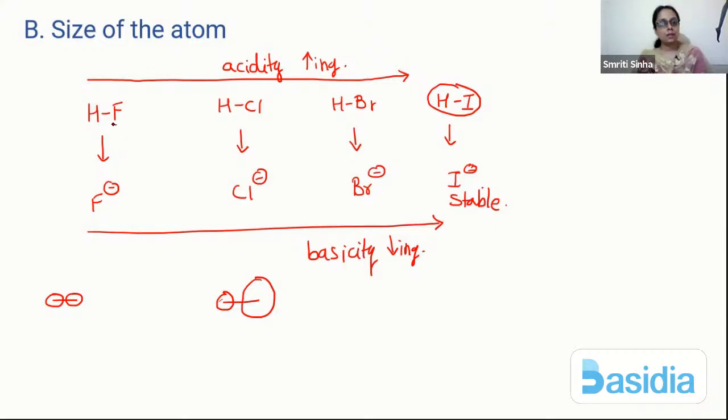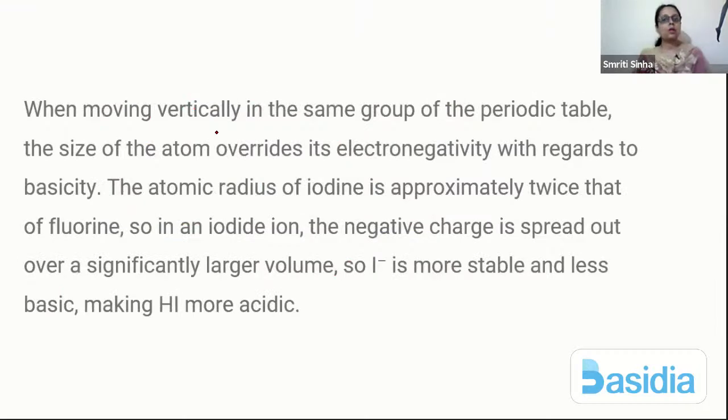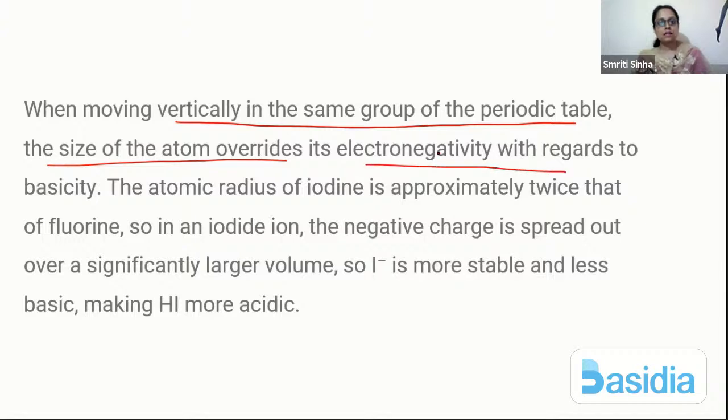So if you see in this table, fluorine is smaller than chlorine, chlorine is smaller than bromine, and bromine is smaller than iodine. And so is the sequence of the acidity. The larger the atom, the more the acidic character. So if you move vertically down a group of the periodic table, you will see the size of the atom is increasing and electronegativity is decreasing.